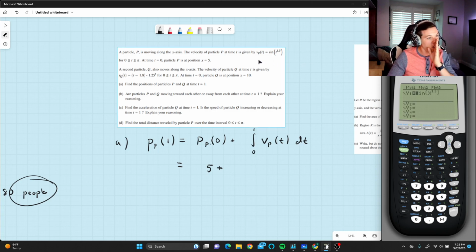So don't fear though, if you freak out because you forgot to put it in radians, there's workarounds for that. Although the multiple choice, I don't know, that's a different question. So be in radians.